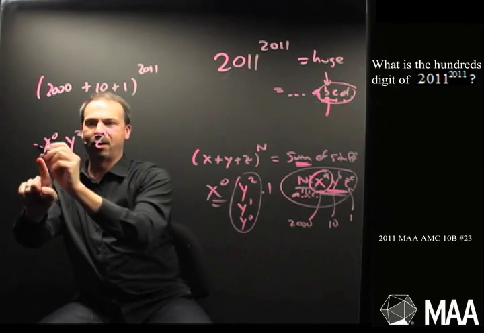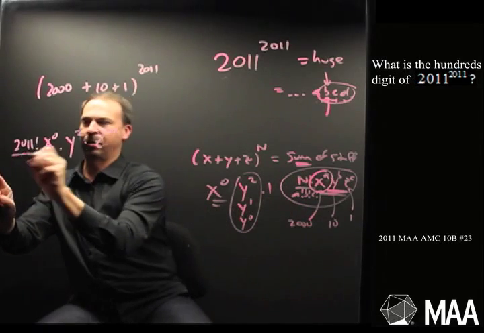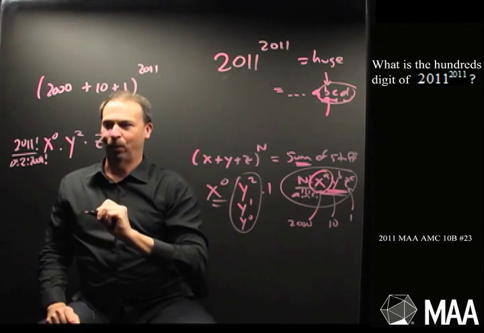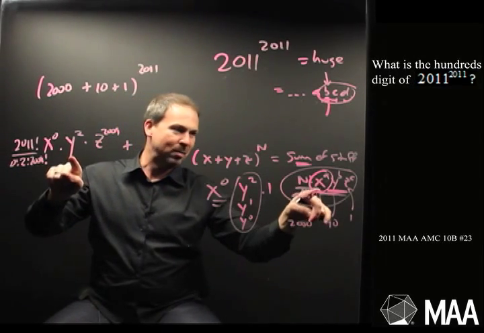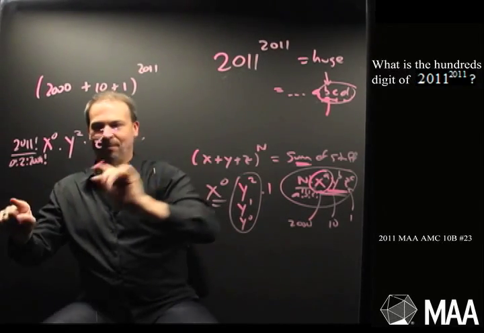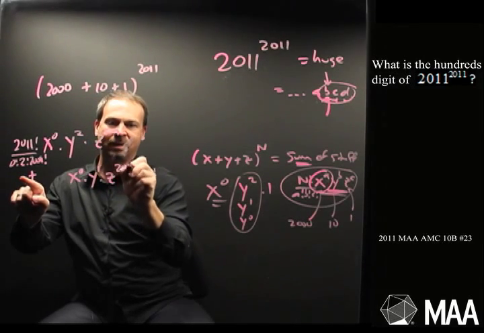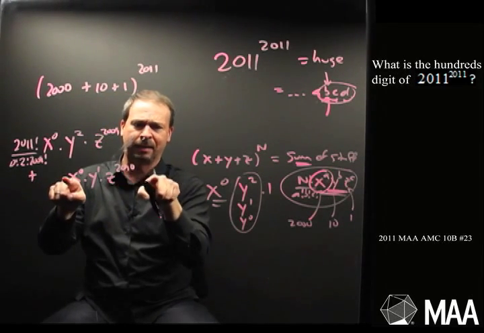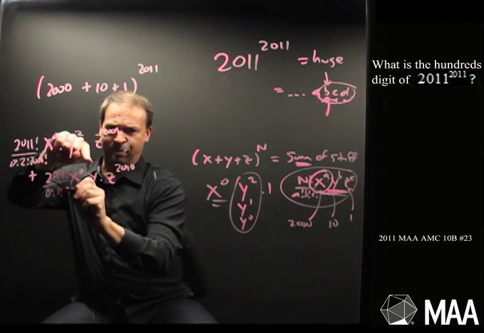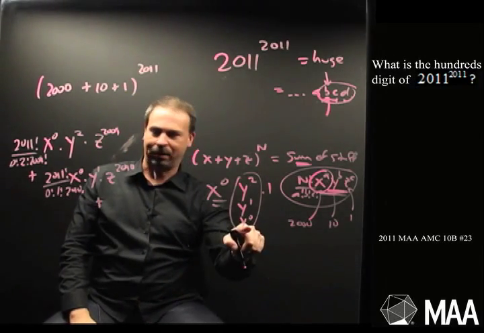And the coefficient in front would be 2011 factorial over each of the powers' factorials: 0 factorial, 2 factorial, 2009 factorial. Plus, there'll be a term that involves y to the 1. Let's give myself room, bad board technique. X to the 0, y to the 1, and it has to be z to the 2010, because they have to add up to 2011. The coefficient would be 2011 factorial over 0 factorial, 1 factorial, 2010 factorial. Plus, y equals 0.